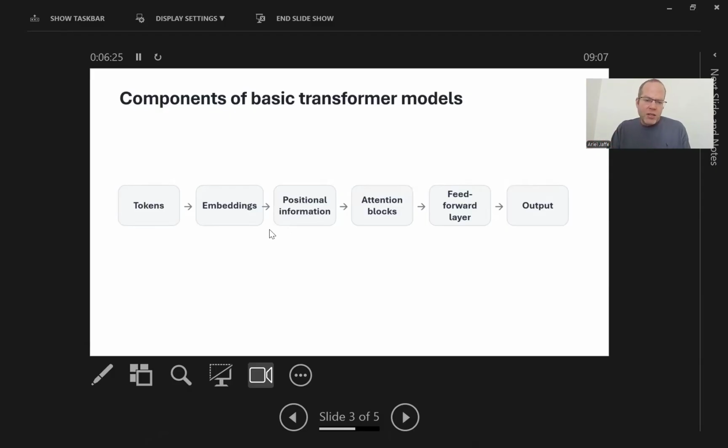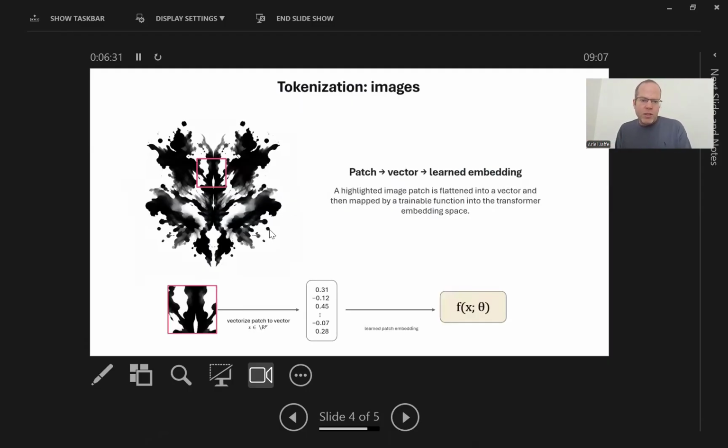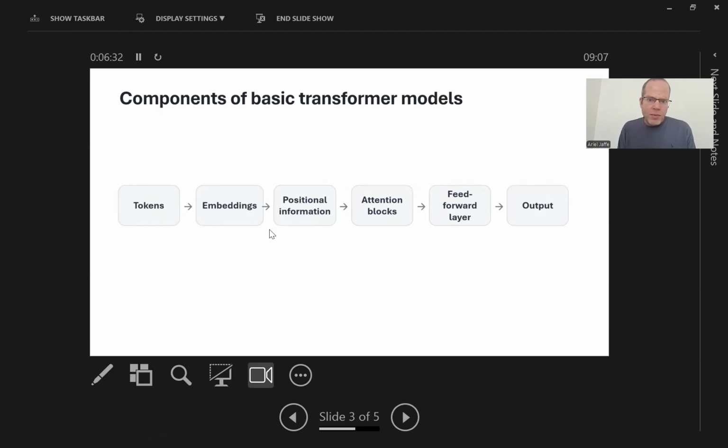So you add the position of the word within the sentence, or the patch or area or specific region within the image. Okay, and then you have the output. So this is kind of high level. Obviously, we'll get to much more detail in the coming slides and videos of the different parts.